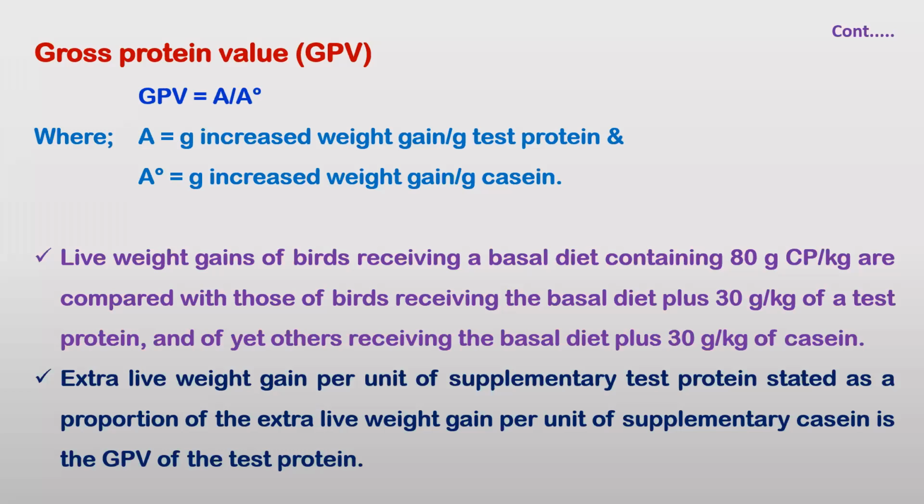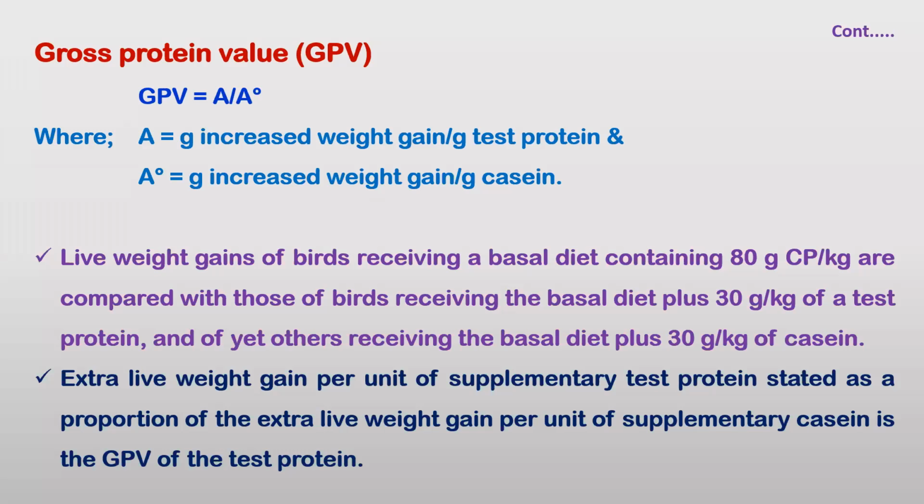Next is gross protein value. How can we calculate gross protein value? Gross protein value is equal to A divided by A naught, where A is the grams of weight gain divided by grams of test protein, and A naught is the grams of weight gain divided by grams of casein. Casein is the purified diet. It is the source of the protein, the pure form of the protein. By that way, we can calculate the gross protein value.